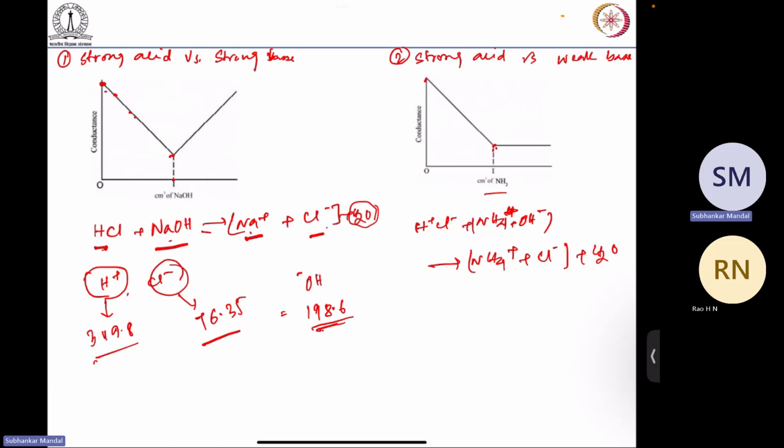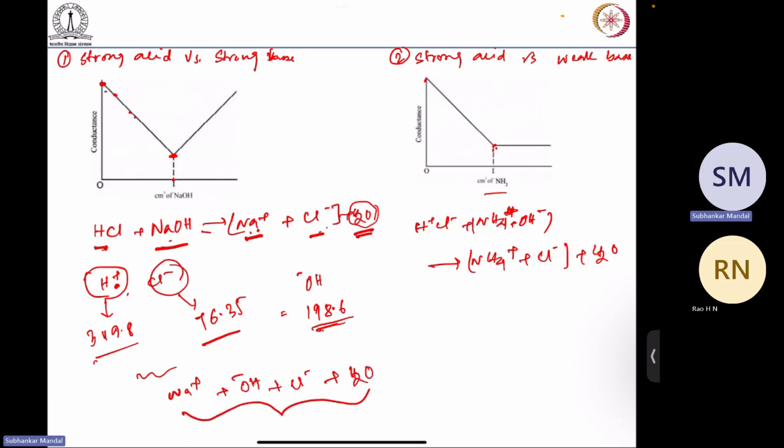At the equivalence point, all the H plus is converted to H2O, and Na plus and Cl minus. So at that point your conductivity is quite low. After the equivalence point, you are adding excess Na plus and OH minus, so in the solution Na plus is in excess, plus OH minus and Cl minus plus H2O is there.